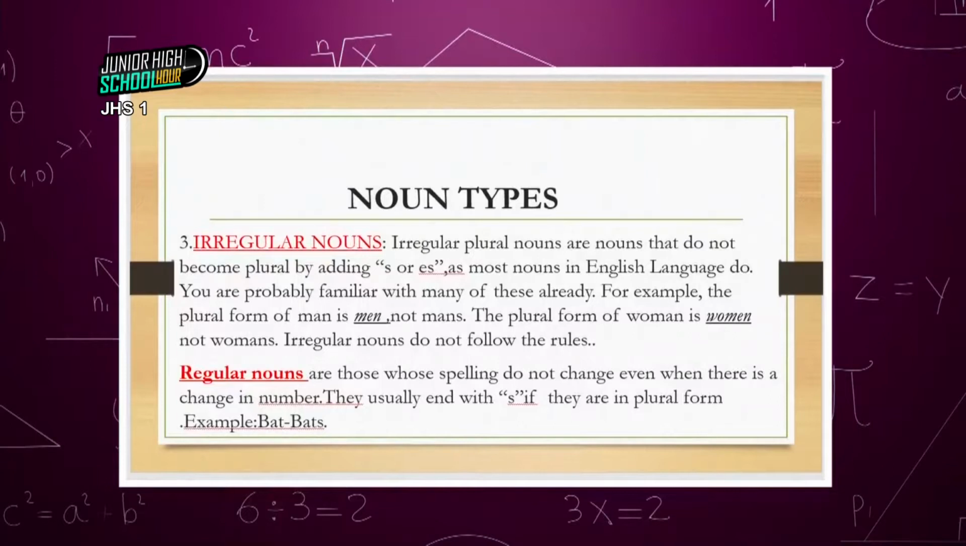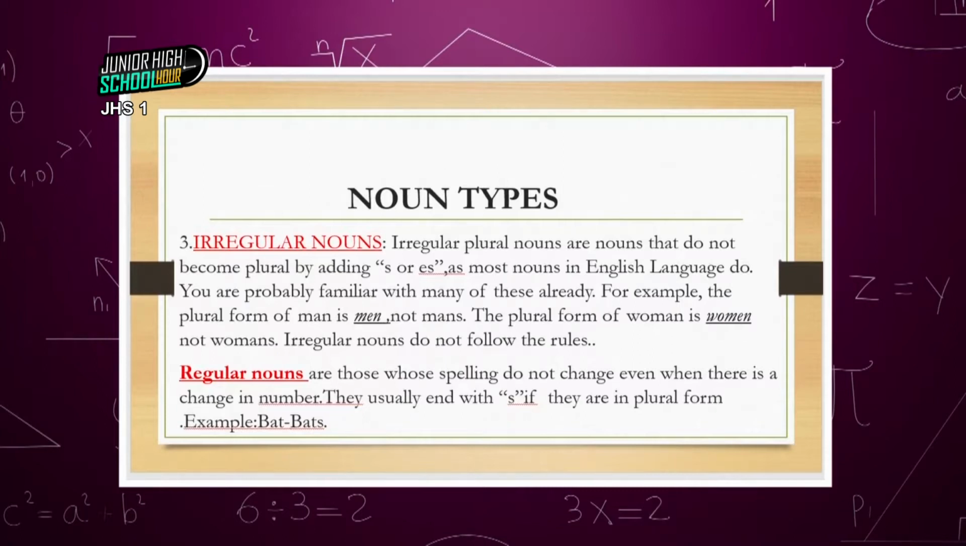The third one, irregular nouns. All right, so they are nouns that do not become plural by adding s or es. And I told you that they do not follow the rules. Okay, so for example, we have man, and the plural form of man is men. They won't be mans. And then we have woman, the plural form is women. They won't be womans.